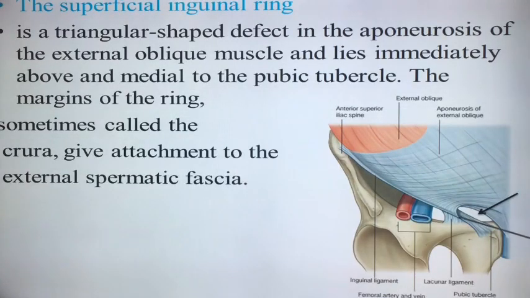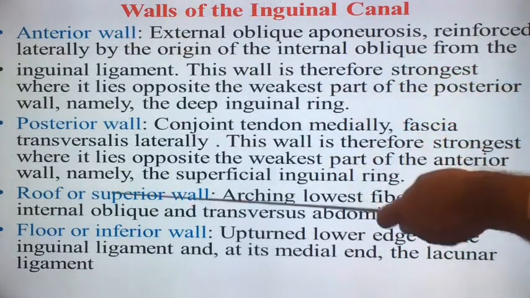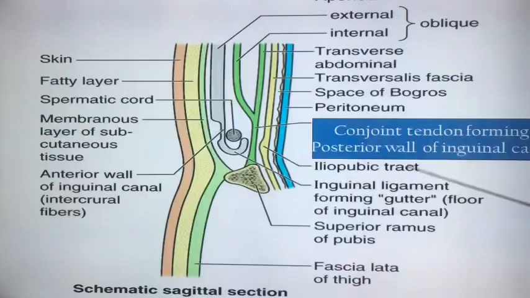This is the defect in the external oblique aponeurosis we call the superficial inguinal ring. And this is the inguinal ligament. This is the external oblique muscle, and this is the external oblique aponeurosis. The walls, anterior, posterior, roof, and the floor, I will discuss on a whiteboard.